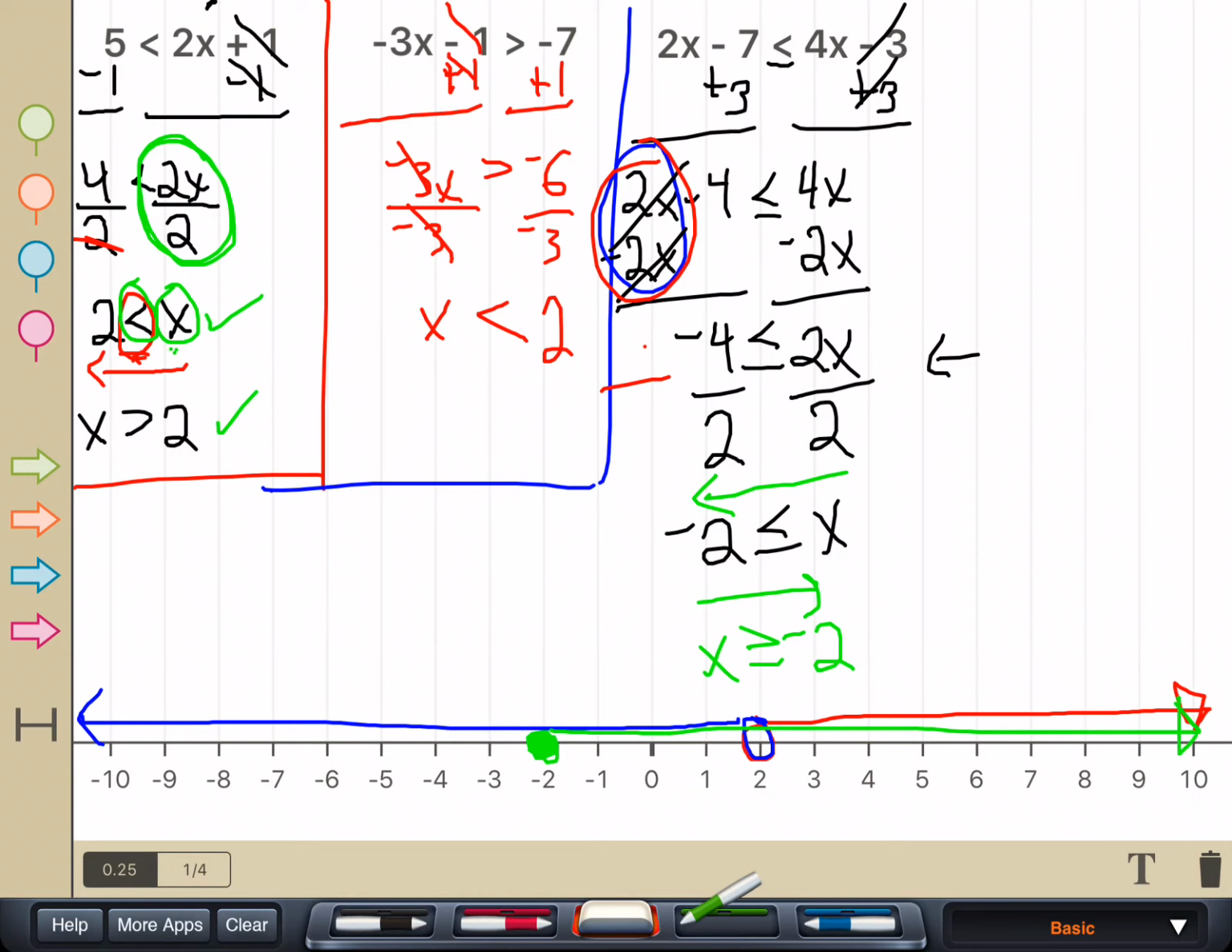Okay, so those are 3 examples of some issues that came up in our solutions of multi-step inequalities, and hopefully I've touched on something that will help you as you prepare for the test.